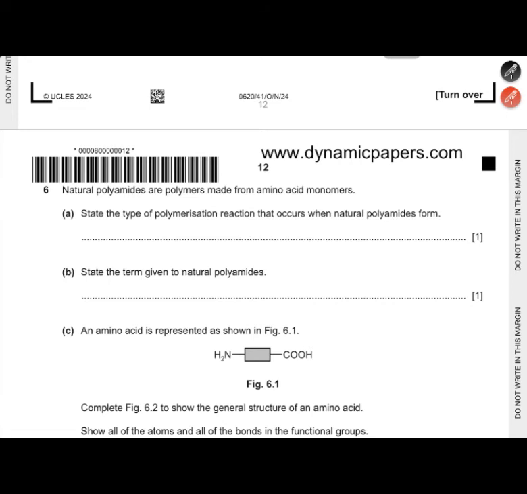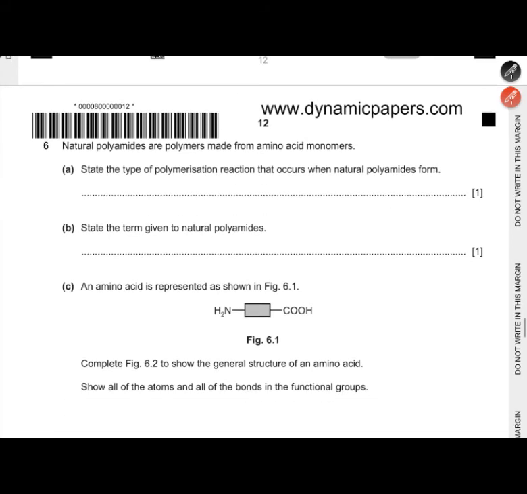Natural polyamides are polymers made from amino acid monomers. State the type of polymerization that occurs when natural polyamides form. This is condensation, because to form them we have to remove a water molecule. Condensation is a reaction where a water molecule is removed.